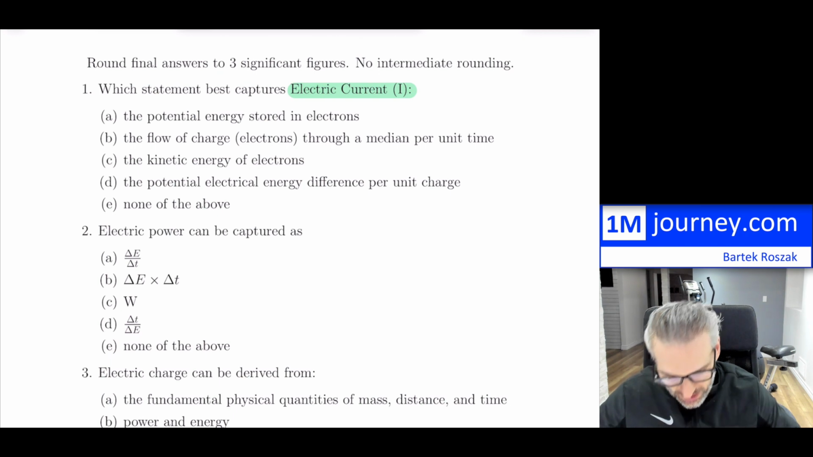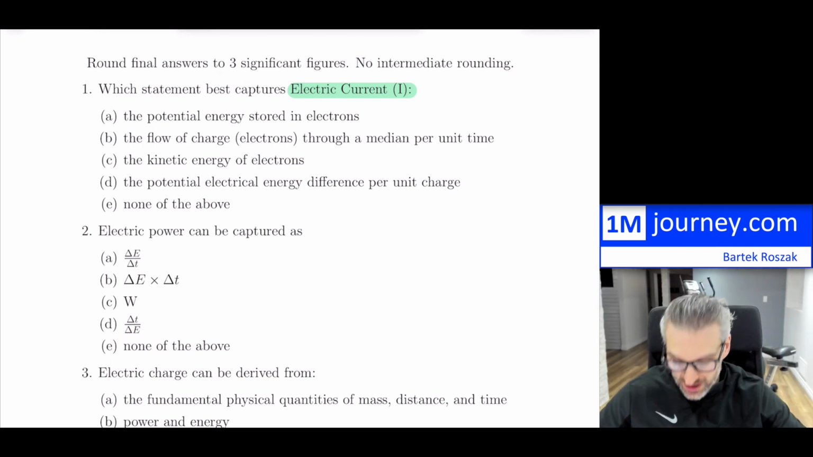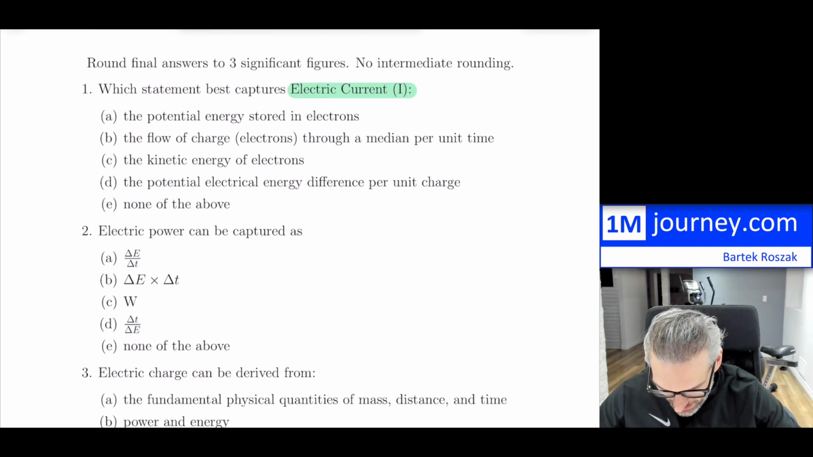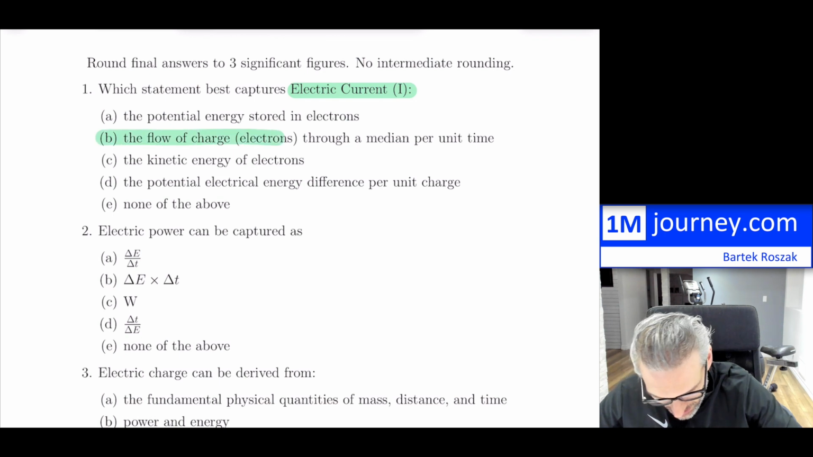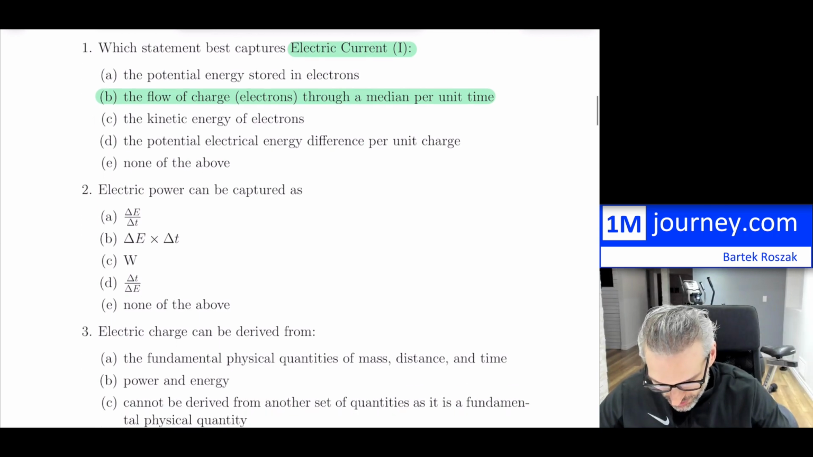Electric current is basically the flow of charge, or of electrons. So let's take a look here. A, potential energy, no. The flow of charge. Okay, so that's going to be the electric current right there. It is not C and it is not D.